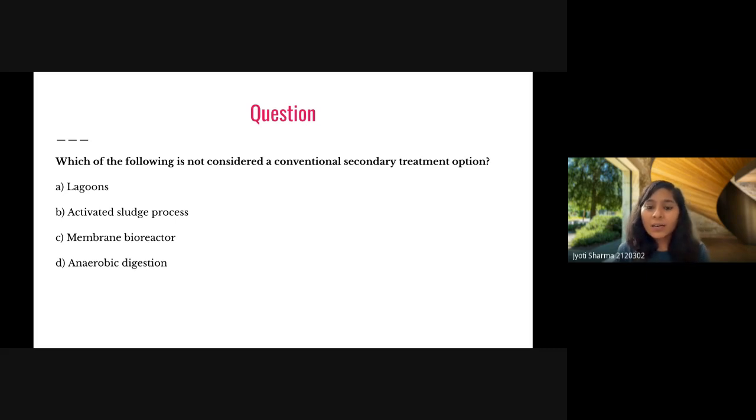Lagoon is conventional actually. Lagoon is nothing but a lake, or you can say a wetland, that has a very shallow depth. In that shallow depth there will be microorganisms and we will have air. So with that air and microorganisms we can degrade the organic compound. We have been using lagoons from ancient times to remove organic material from wastewater.